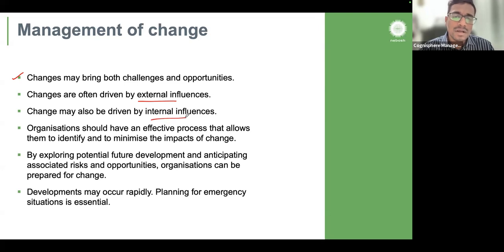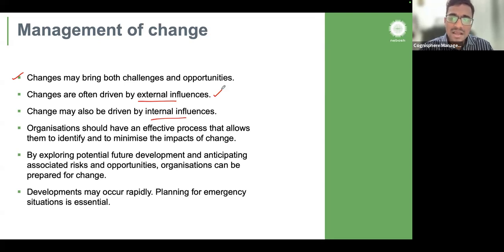Okay, so for example, this NEBOSH digital assessment came into effect in August 2020. So, which was a change driven by external influences, which was the COVID pandemic. Okay. Or it can also be driven by internal influences. So organizations should have an effective process that allows them to identify and to minimize the impact of change.